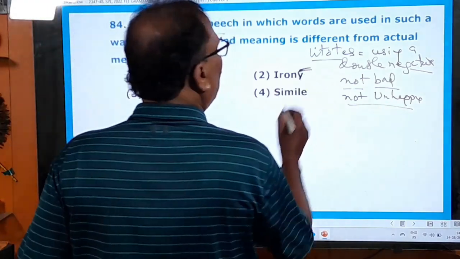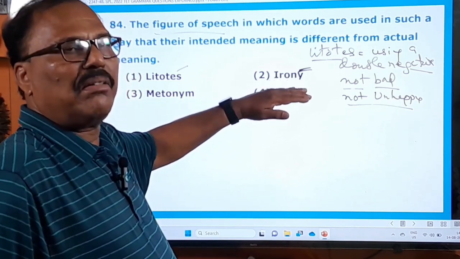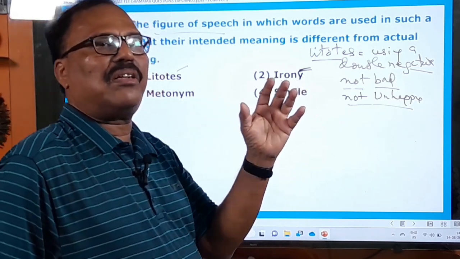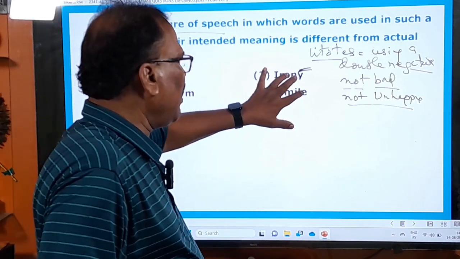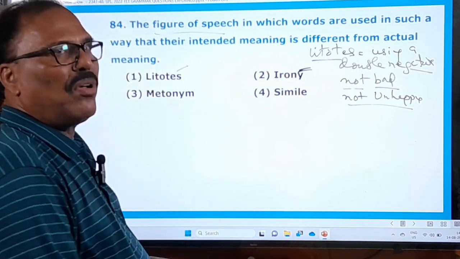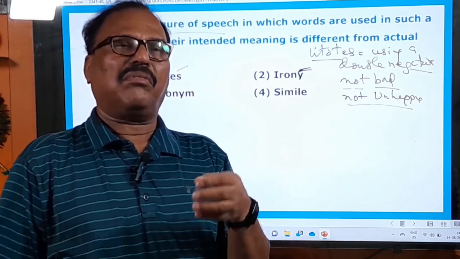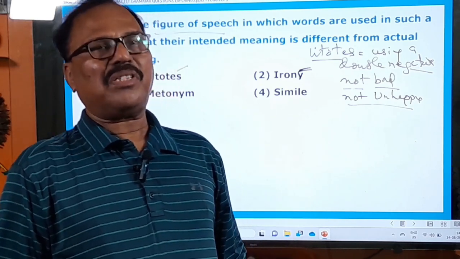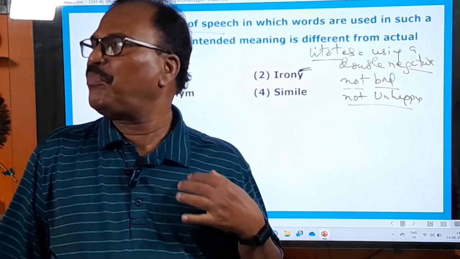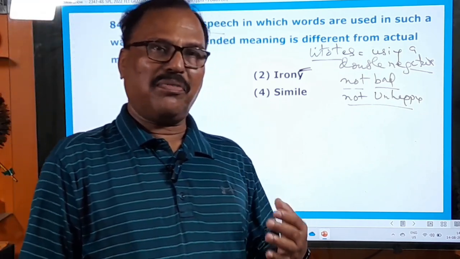Irony is a form of humor which involves saying things which the writer doesn't mean. So this is irony. For example, outside it is raining, it is very cold, very unpleasant. Then what is this man saying? Oh, how beautiful the weather is today. How wonderful the day is today.